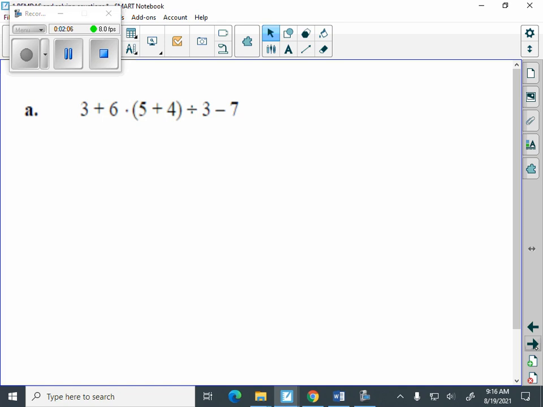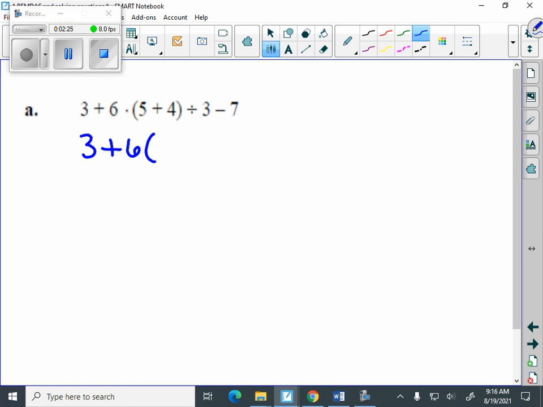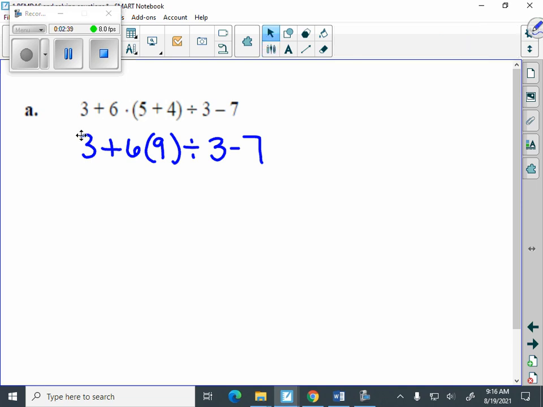Let's look at an example. It doesn't necessarily have to use everything from the order of operations. But where we're going to start, we're going to start here at the 5 plus 4. So it's 3 plus 6, and 5 plus 4 is 9. That's our first step in the order of operations. Now some of you are going to combine steps, so I'm going to not combine steps here. I'm trying my best at least.